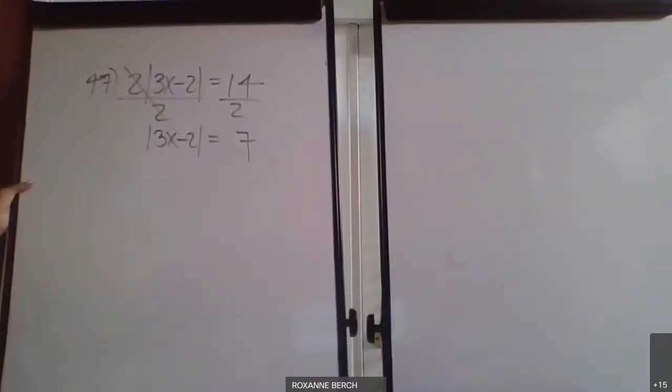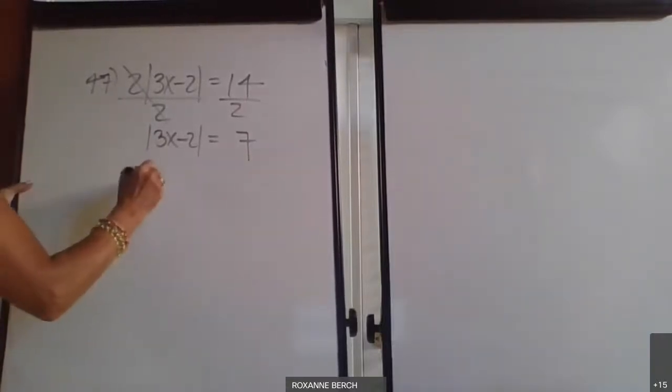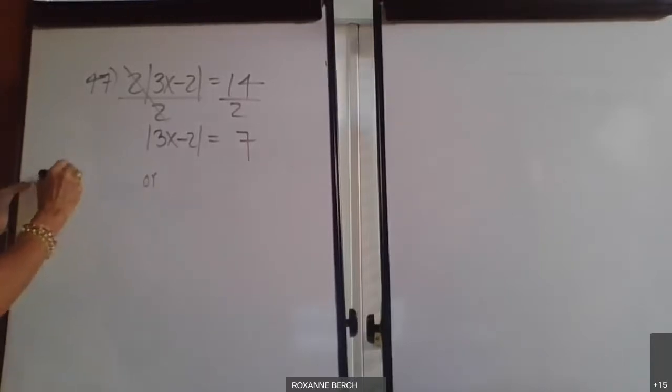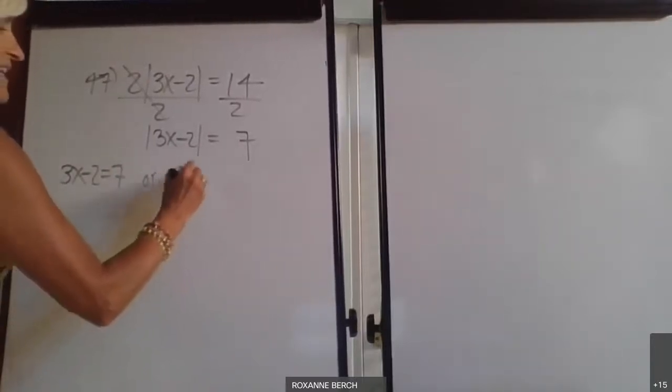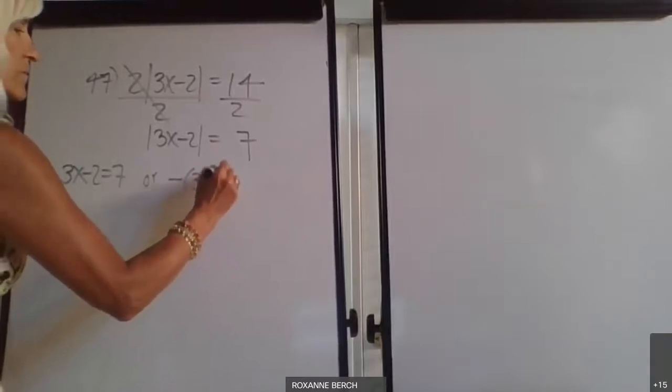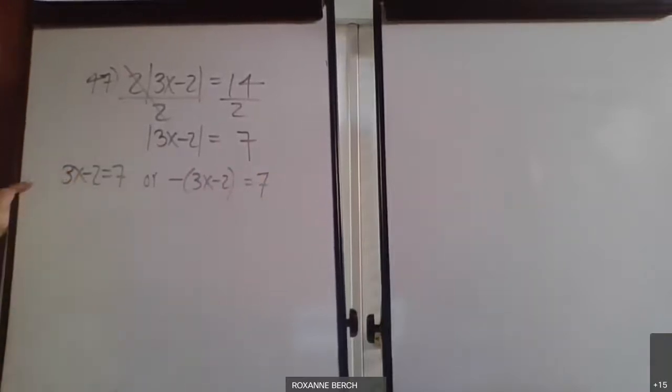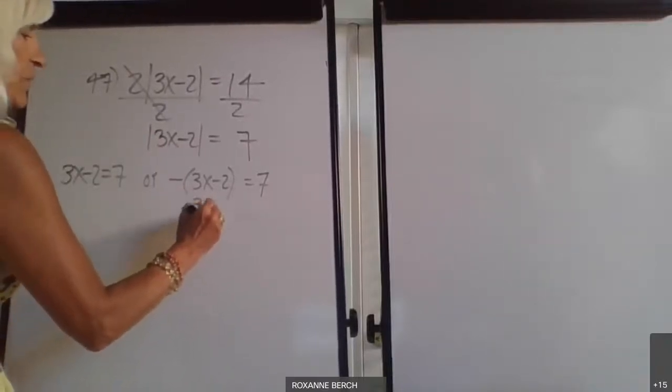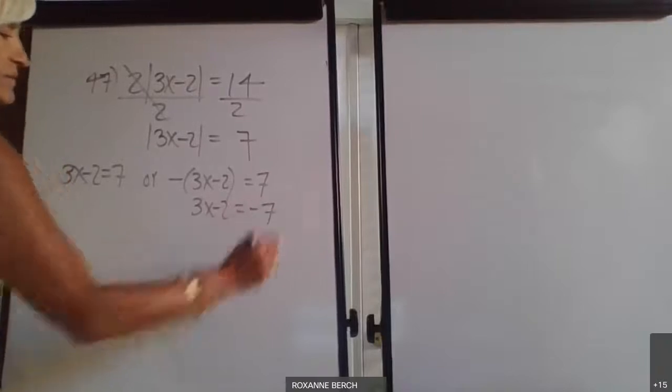So to isolate it, you have to divide by 2. So you get the absolute value of 3x minus 2 is equal to 7. Okay, now you write the disjunction. So you're going to write an OR. The first one is 3x minus 2 equals 7. And the other one is the negative case. And I told you that you don't have to write this. You could go straight to 3x minus 2 equals negative 7.